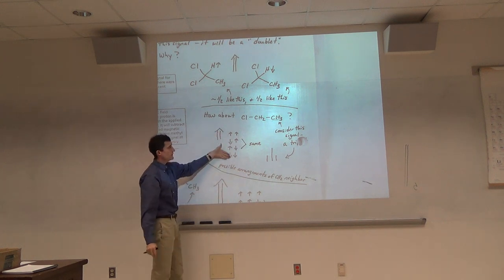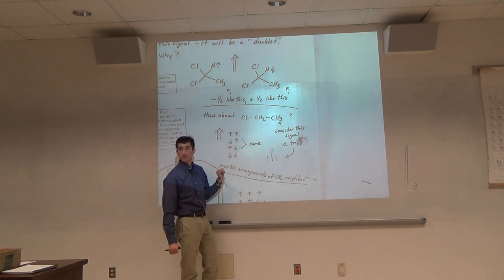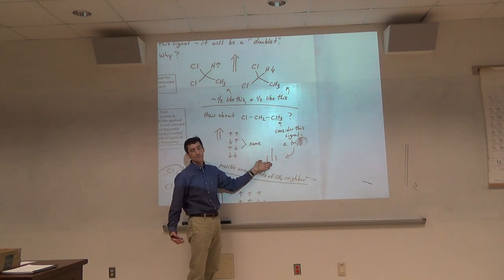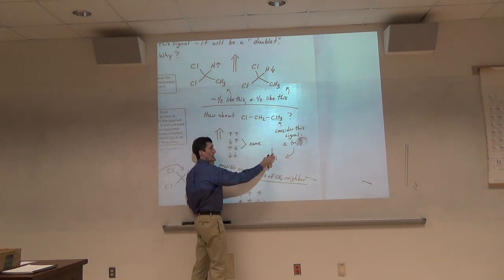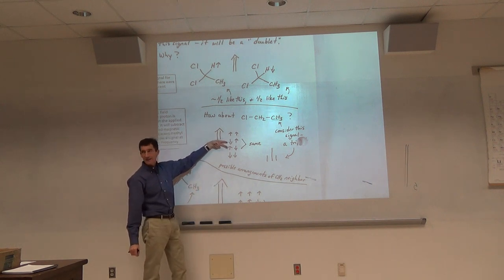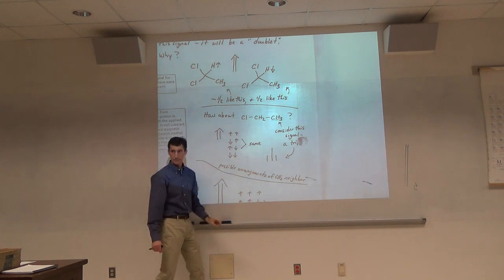So how many different scenarios can you get here from the neighbors being up or down? Three scenarios. So you get three signals. But we actually call it ultimately one signal, but we call it a what? Triplet. Now, when you have a triplet, the middle line is taller than the others. Why? Because it's twice as likely to have that scenario, because there are two ways to get that scenario. So your standard triplet looks like that.